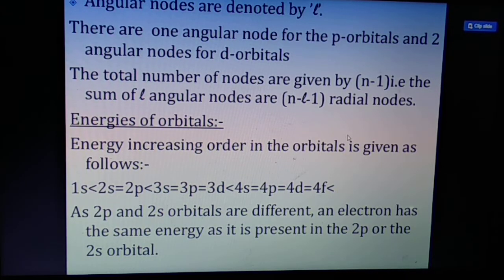Angular nodes are denoted by L. There is 1 angular node for the p orbital and 2 angular nodes for the d orbital. The total number of nodes is given by n minus 1. That is, the sum of L angular nodes and n minus L minus 1 radial nodes.